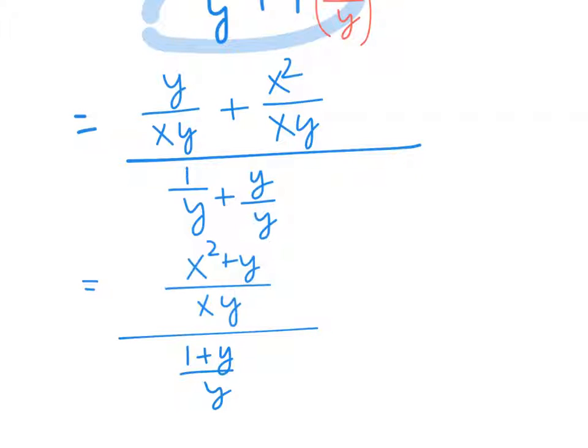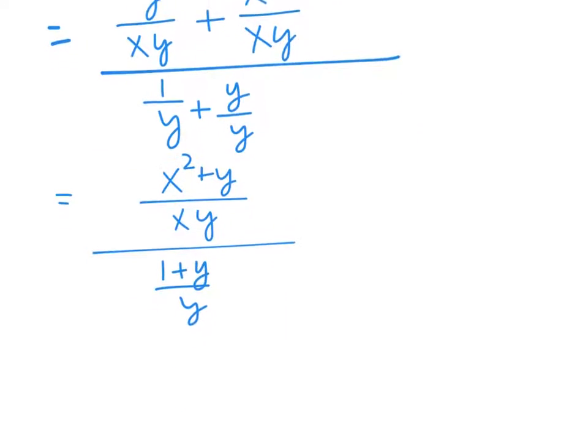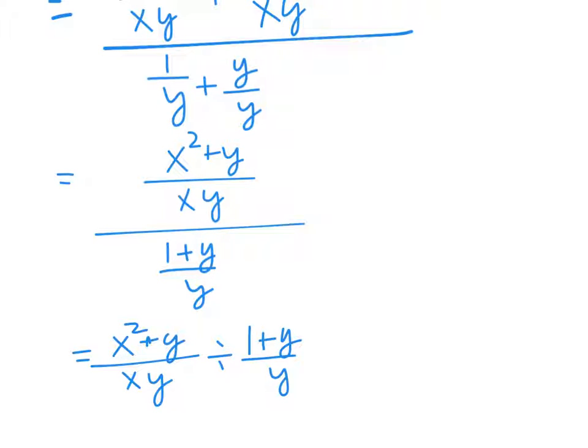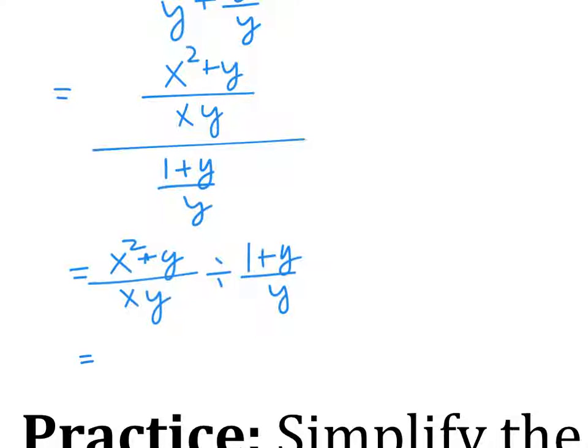At this point, you reduce 3 fractions in a fraction to 2 fractions in a fraction, so you're making progress. Now you're going to do the same thing you did before, so fraction divided by fraction equals, every time you write a new line, write equals x squared plus y over xy divided by 1 plus y over y, or use the shortcut and flip it up in your head, equals x squared plus y over xy times y over 1 plus y.